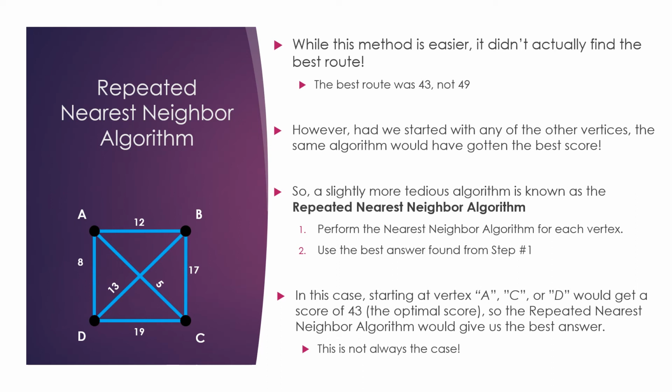But the problem is that the guaranteed method is to check every single circuit. And if there were like 50 points, that number's way too big. But I can check 50 times. I just can't check 49 factorial over 2 times. It's way too many.